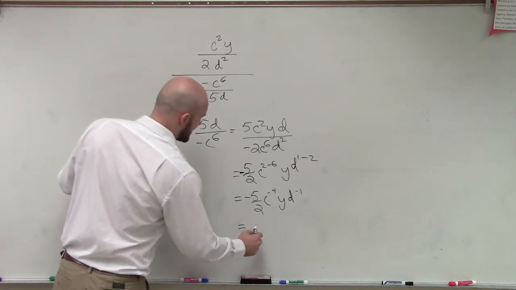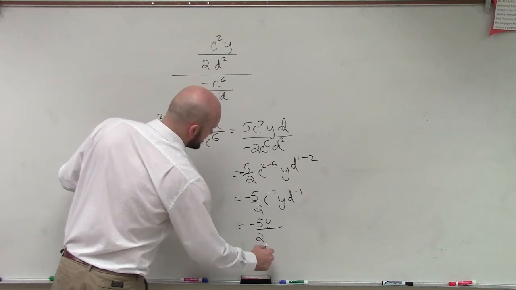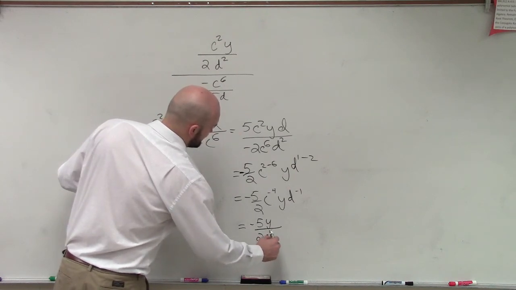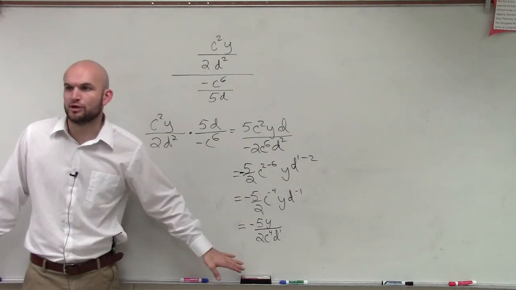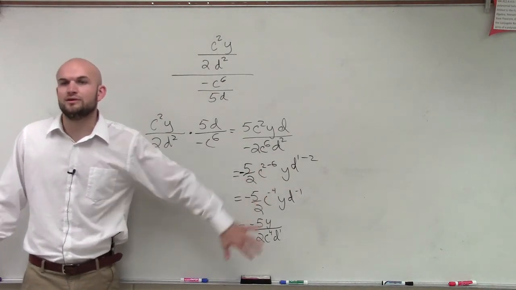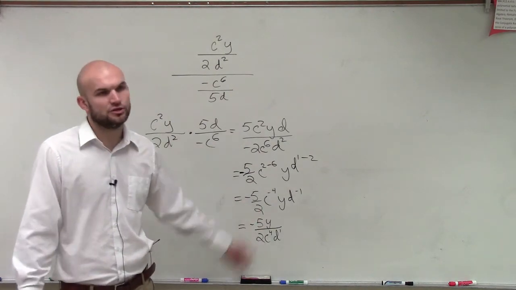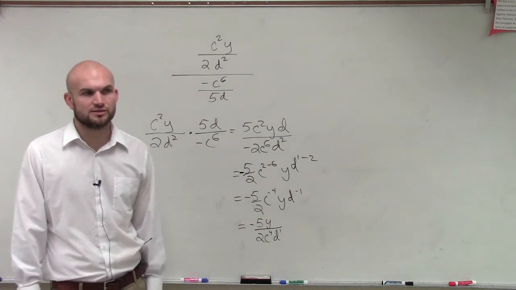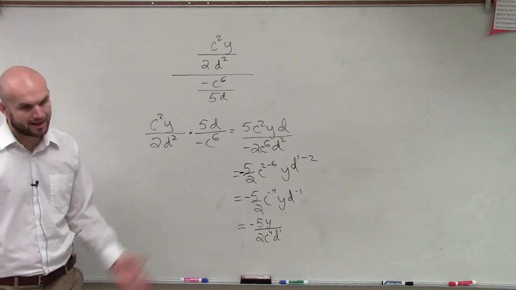So therefore, our final answer is going to be negative 5y divided by 2 c to the 4th d to the 1st. And notice when I put them in the numerator and denominator, from being negative, they're now positive. Okay? And the negative sign could be in the numerator or denominator or just in front. Doesn't really matter. Okay? There you go.